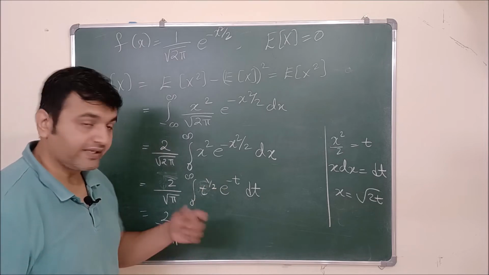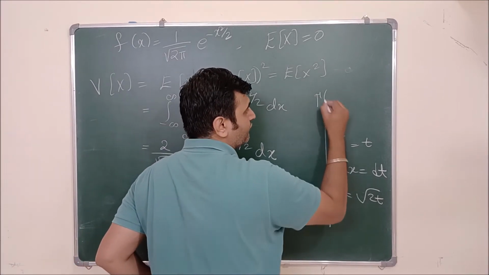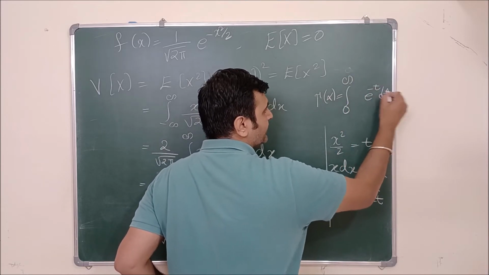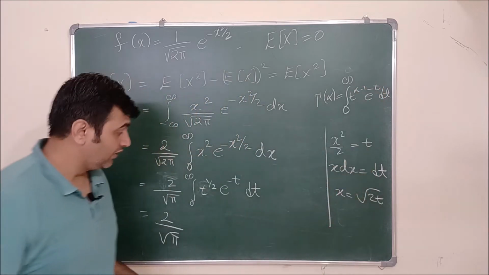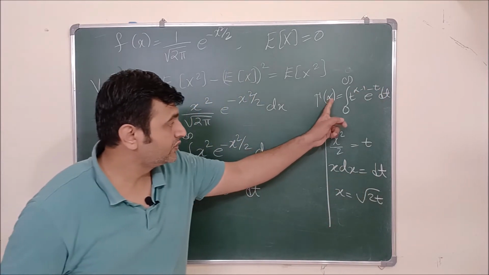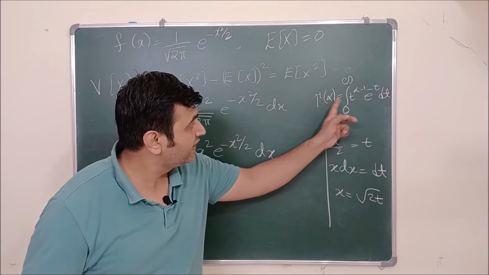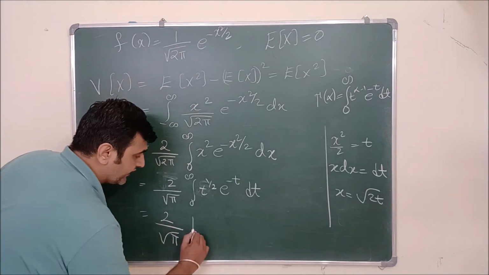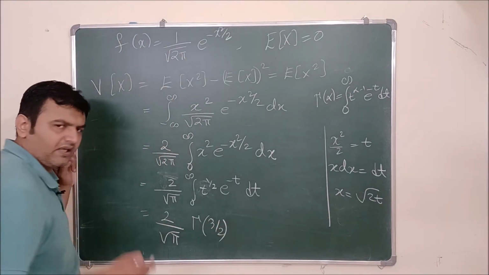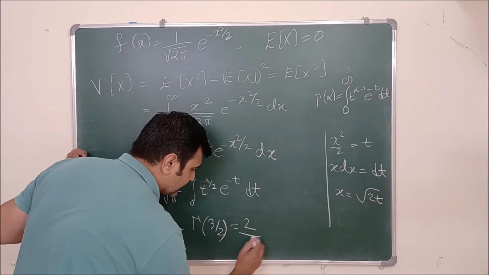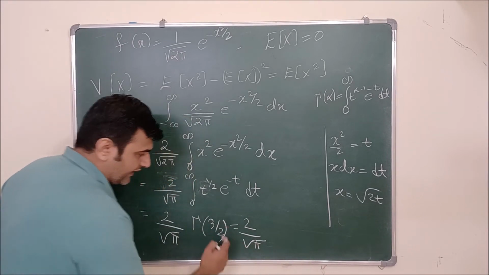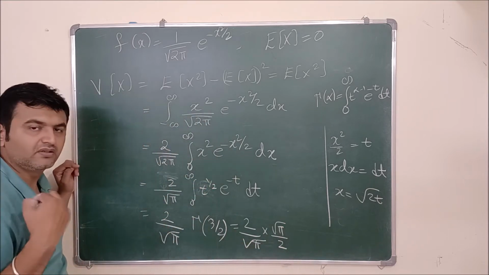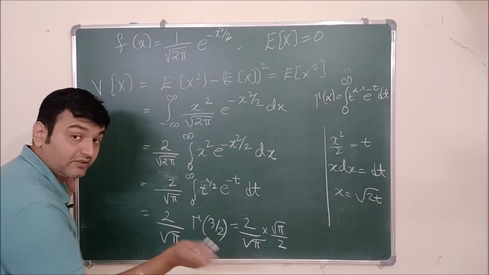Now again recall the concept of gamma function. What is gamma of alpha? Integration 0 to infinity e raised to minus t dt, t raised to alpha minus 1. Now what alpha should you take so that you get t raised to half? You should take 1.5, that means 3 by 2. So this is nothing but gamma of 3 by 2. Again, just see my lecture on gamma function. This is 2 upon root pi, and this will come out to be root pi upon 2. I have done that calculation over there, so please see that lecture if you are not convinced.